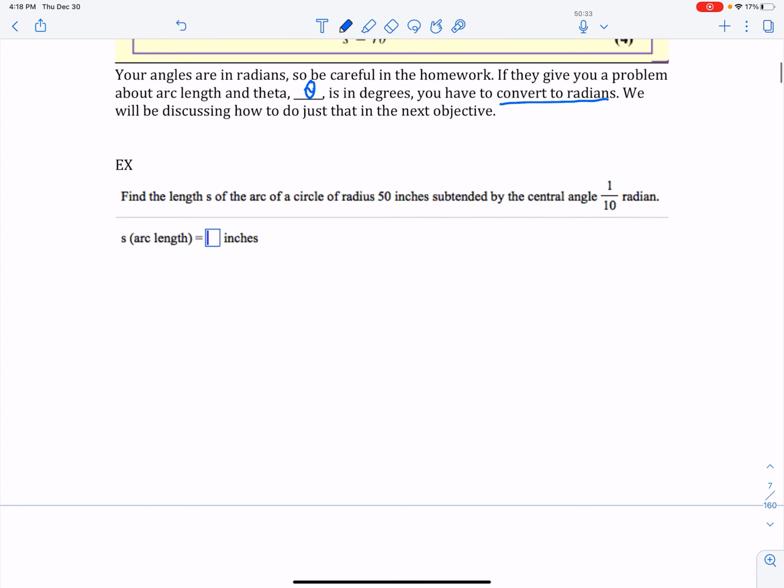So, for example, you'll get a problem that you're going to find in your homework. It says, find the length S of an arc of a circle with a radius 50 inches subtended by the central angle, which is 1/10 of a radian. If I'm looking for the length of the arc, I know I have to use the formula S equals R times theta, where R is the radius, and the radius they told us is 50 inches. We also know that the angle is in radians. The central angle is 1/10.